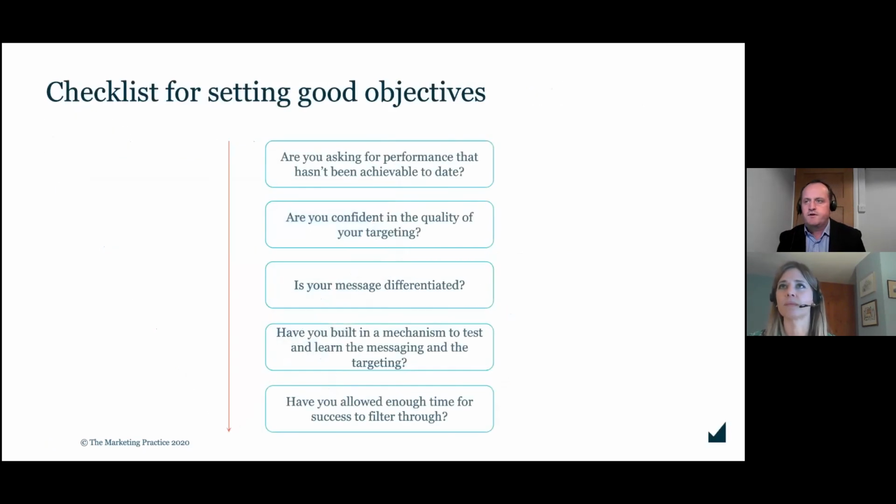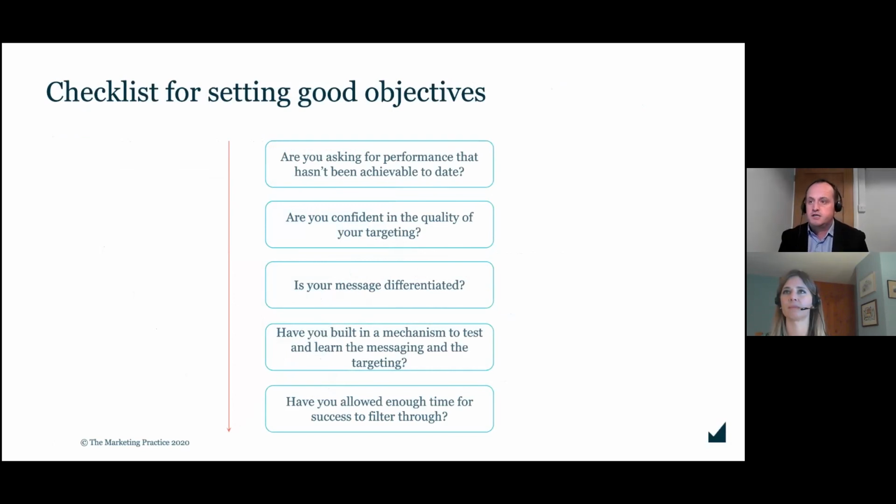Okay, so final slide. Every good webinar finishes with a good checklist, and we're no different. So we've pulled together a few final thoughts around some things to take away around setting good objectives for your demand generation campaign. These are five questions that I would strongly recommend you think about the next time you're planning and delivering one of these programs.